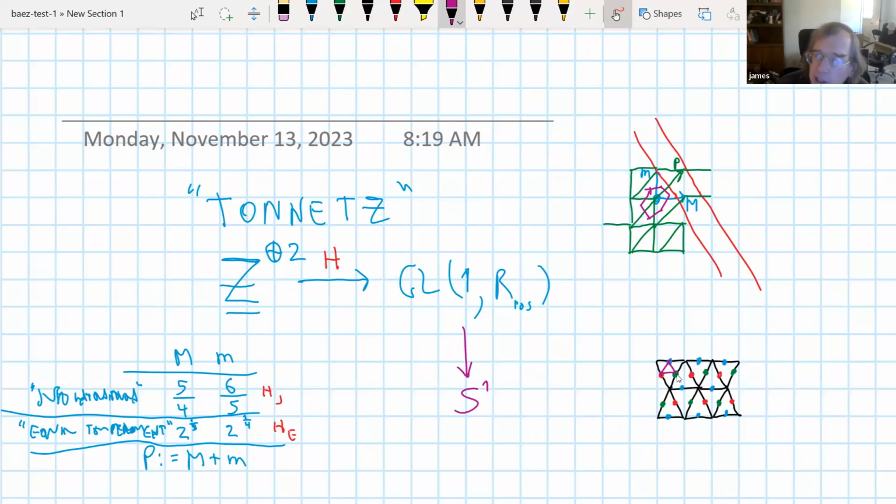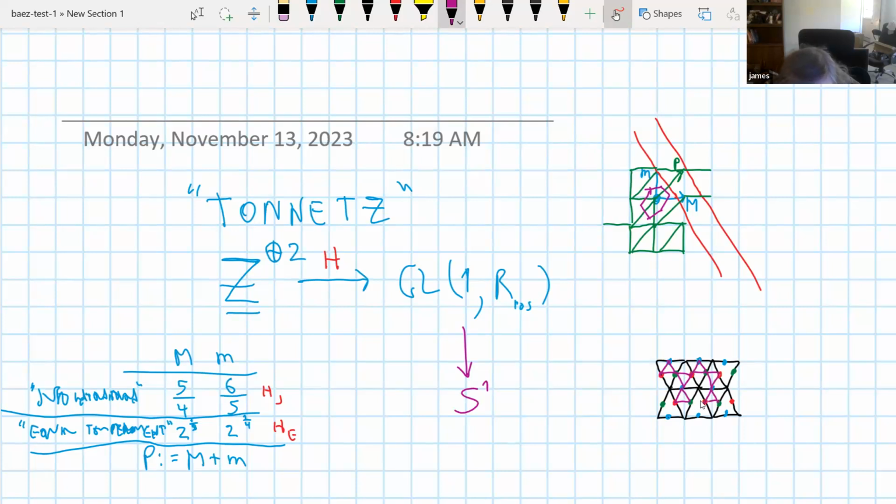So Kagome, if I remember correctly, it's not like Ka, Ga, and Me are the different colors, but rather Kagome means something like basket or something like that. Is that right? In Japanese? Yeah, it's a type of basket, I think. Type of basket weave. Yeah.